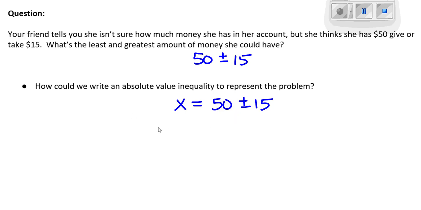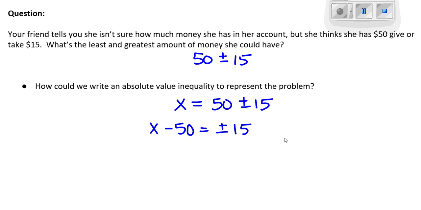I could move this 50 over here out of the way, okay, so that 15 is kind of highlighted. 15 represents that give or take amount, right? That amount that she might have a little bit more or less of, right? So I'm keeping the plus or minus on there for now, okay? But think about what we do when we do absolute value, right? Absolute value is the positive case or the negative case when we split it apart.